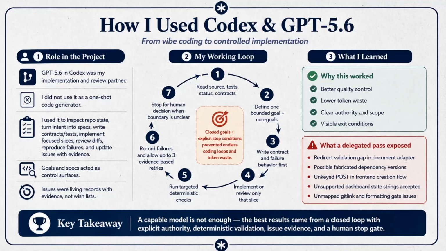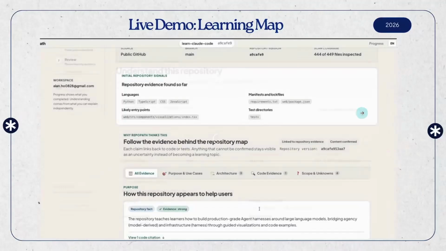My main lesson was that a capable model is not enough. Reliable results also need clear authority, evidence, validation, and a human starting point.